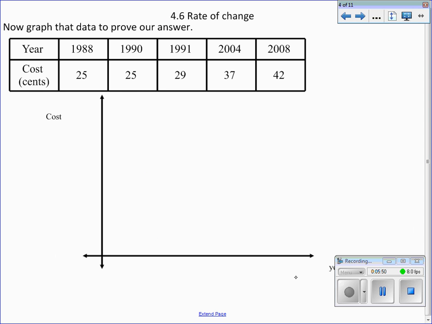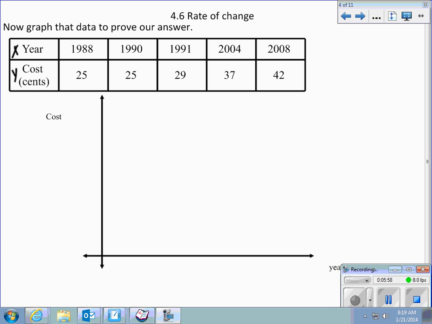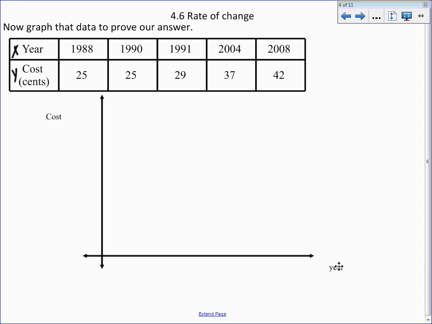Now, if we wanted to graph that to show the same thing, we can. Because we know that cost is our y and years are our x's, notice how I've built a table here. And our years are going to be on our x-axis, and our cost will again be on our y-axis. On the years, we want to start with 1988, and then try to go up by the same amounts. Notice how I'm trying to keep these intervals as evenly spaced as possible.